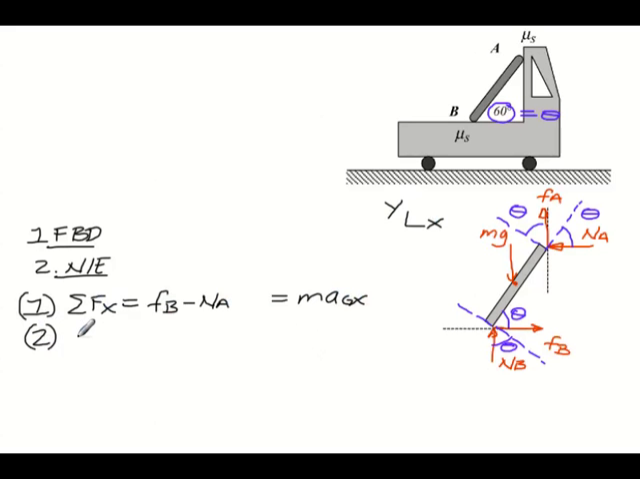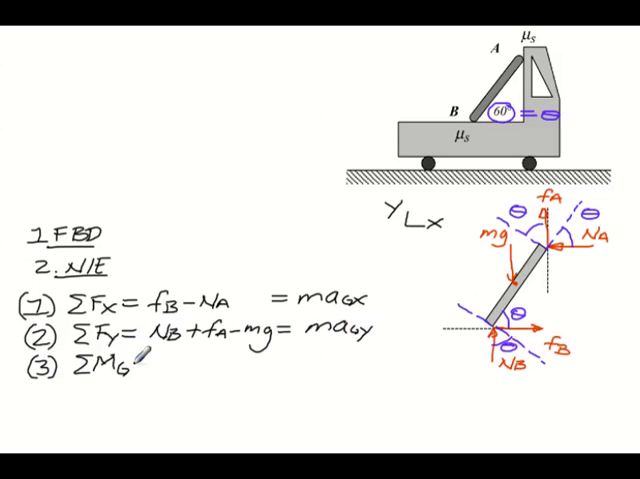Second equation is the summation of forces in y. NB positive, FA positive, the weight mg negative, so that's m a_Gy. The moment equation, I'm going to choose to write the moment about the center of mass G, and let's see what we've got. Let's do NB first.